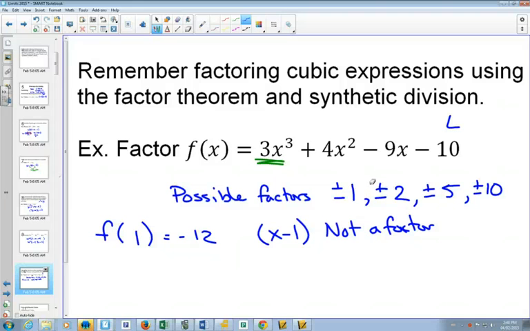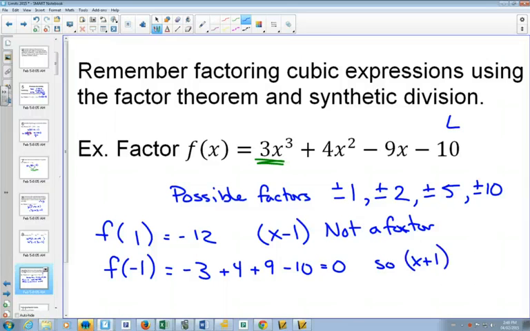Worst case scenario, we'd go through all those numbers and none of them work, to find out you can't factor this. Best case scenario, you try either on your first or second try and you get one that does work. So f of negative 1, when we plug that in, well, this would be negative 3 plus 4 plus 9 minus 10. Oh, how does that work? Excellent. That tells us that x plus 1 is a factor.